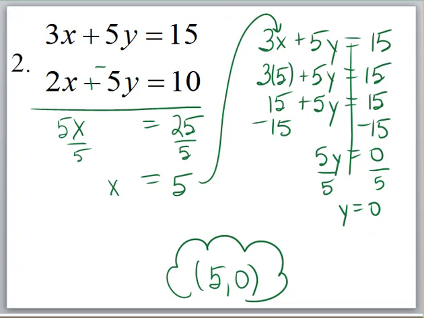What I'm going to do now is just check my answer. Put in 5 here, put in 0 here, and you get 15, because 3 times 5 is 15, and 5 times 0 is 0, so 15 plus 0 is 15. And then here when you check, you've got 2 times 5, which is 10, and then negative 5 times 0 is 0, so 10 plus 0 is 10.